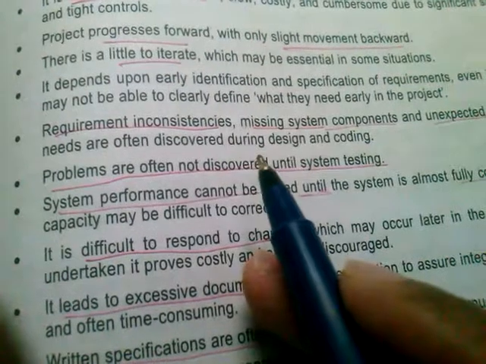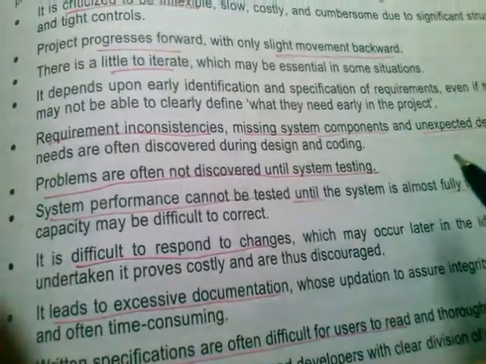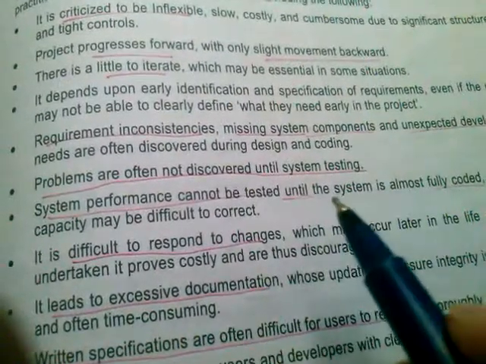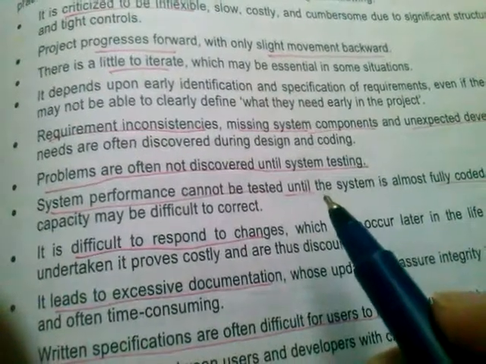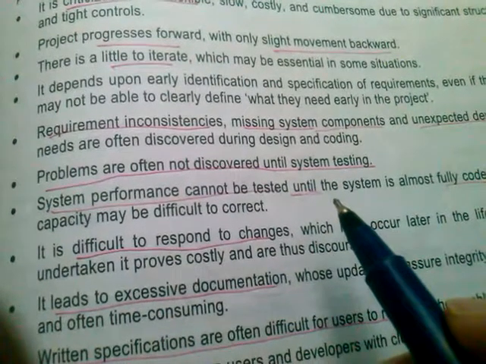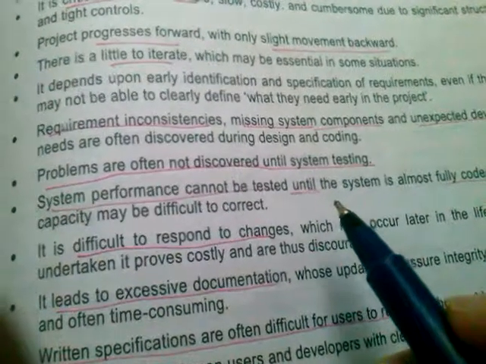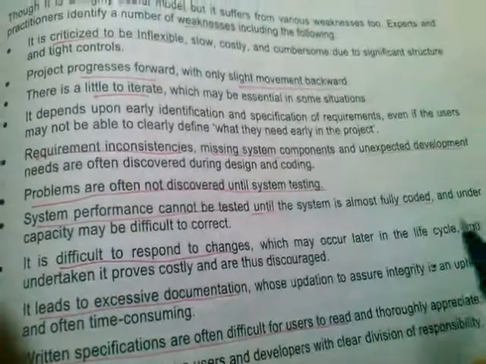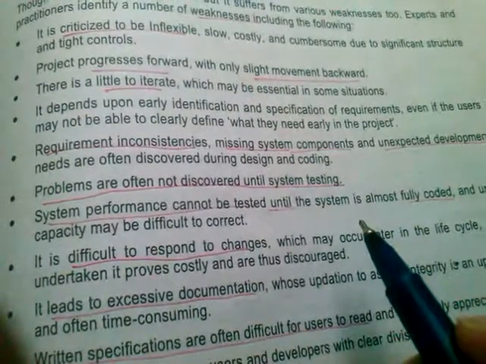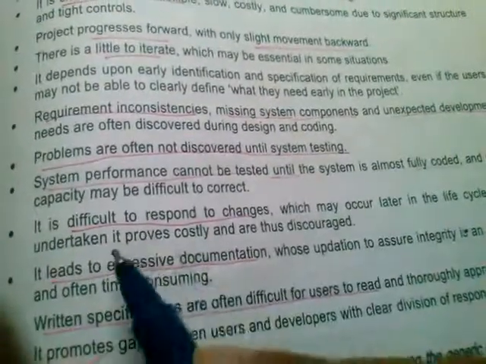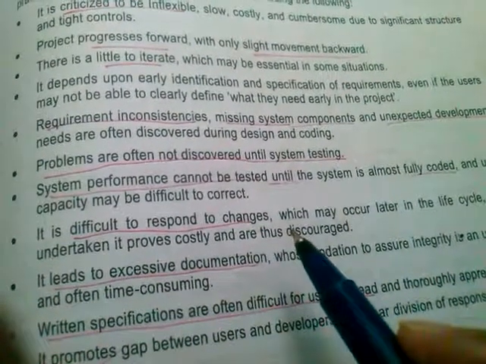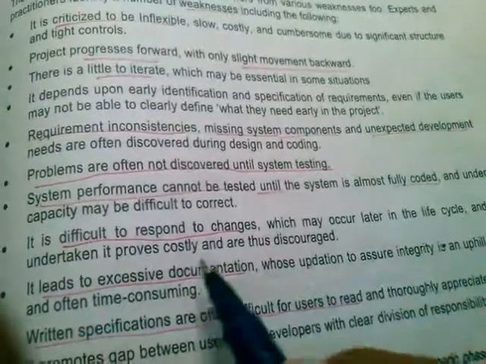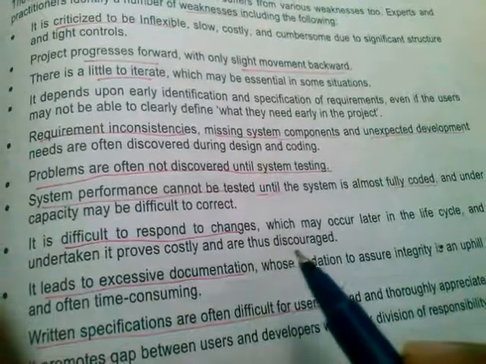Requirement inconsistencies, missing system components, and unexpected development needs are often discovered during the design and coding. Problems are often not discovered until the system testing. System performance cannot be tested until the system is almost fully coded, and under capacity may be difficult to correct. It is difficult to respond to changes which may occur later in the life cycle, and if undertaken it proves costly and is thus discouraged.